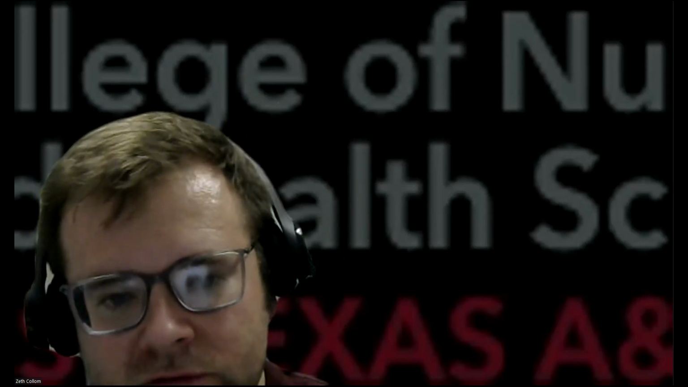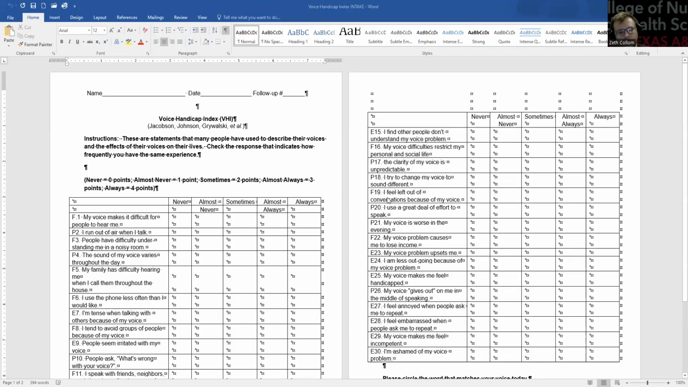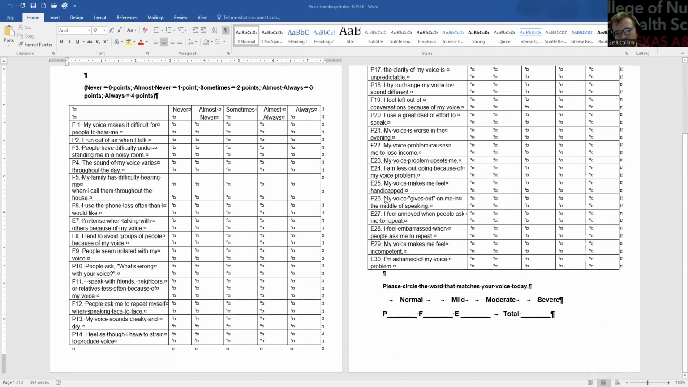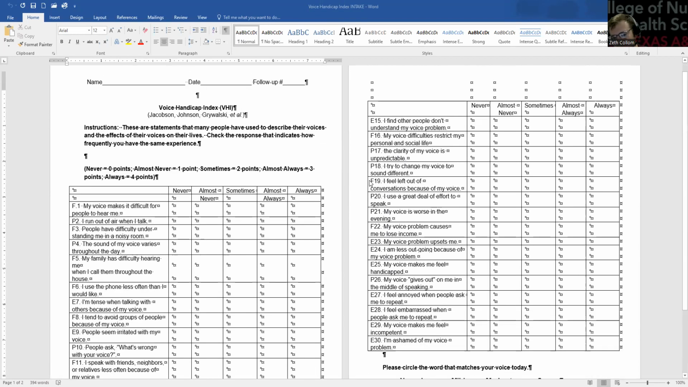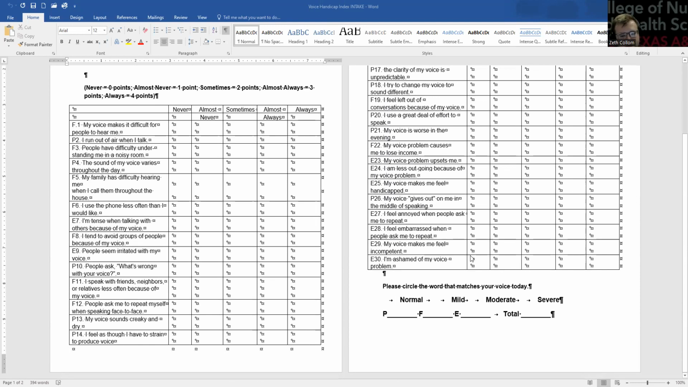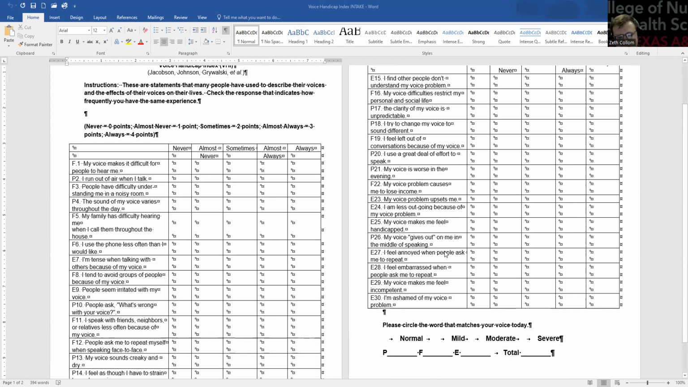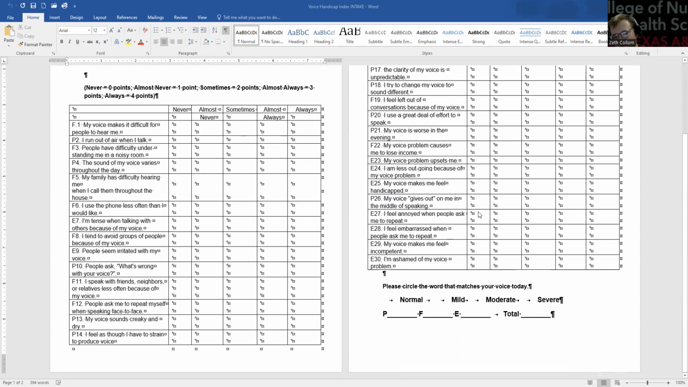I will post this as well. This is a patient-reported outcome known as the VHI. And what you do is literally it's a questionnaire to give the patient. You give it to them, they fill it out, you calculate the numbers, and you put it in. Basically, anything under 20-ish is within normal limits. 20 to about 40, 50-ish is mild. 50 to 60, 70-ish is moderate. And then anything above that is pretty much severe.